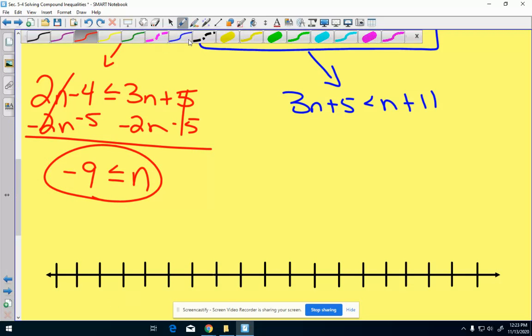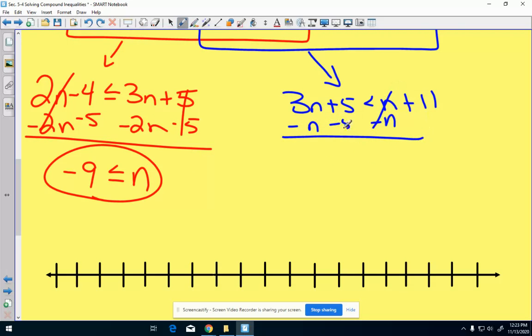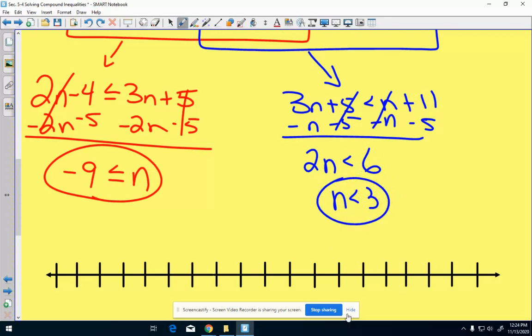And then for the blue one, I'll do the same. Minus the n. Here, minus the 5. I get 2n is less than 6, so n is less than 3. Okay. Now, I solved those two different directions because that's what kept n positive.